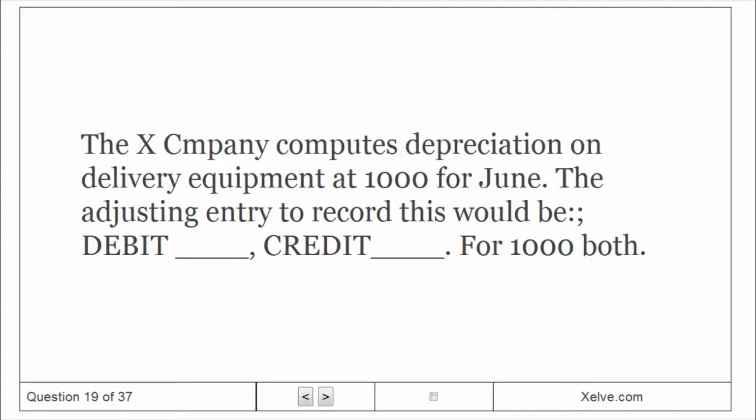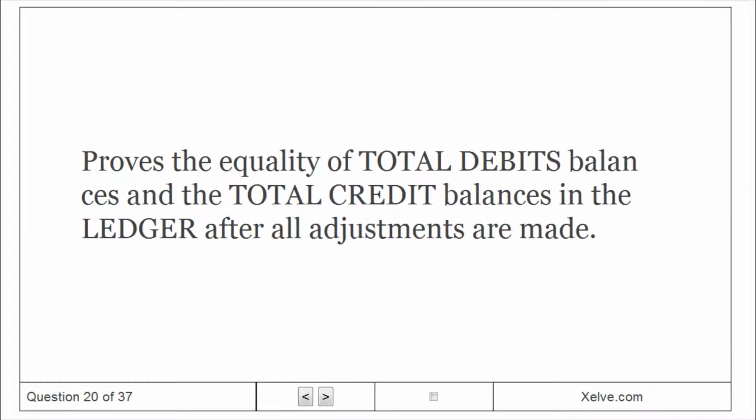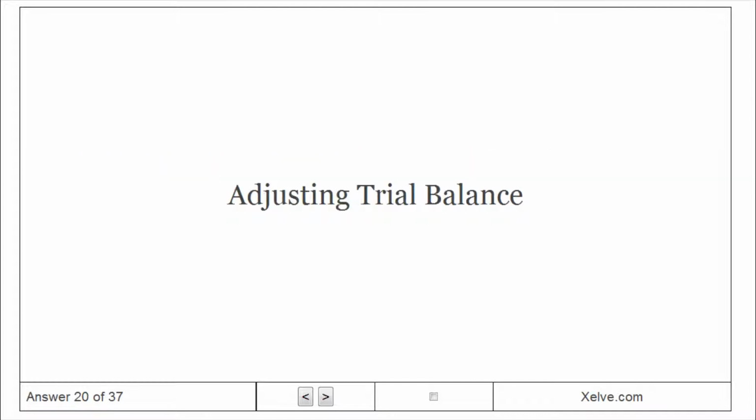The XE company computes depreciation on delivery equipment at 1,000 for June. The adjusting entry to record this would be debit blank, credit blank, for 1,000 both. Depreciation expense, accumulated depreciation equipment. What proves the equality of total debit balances and the total credit balances in the ledger after all adjustments are made? Adjusting trial balance.